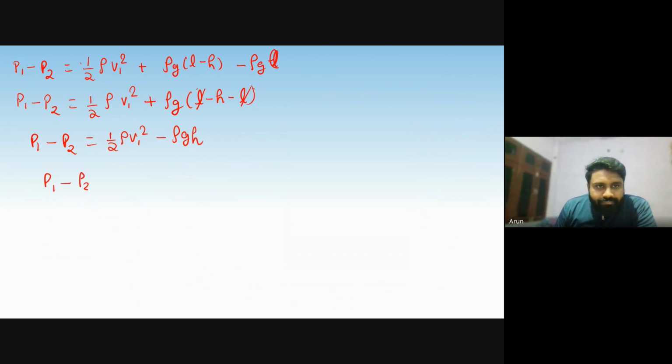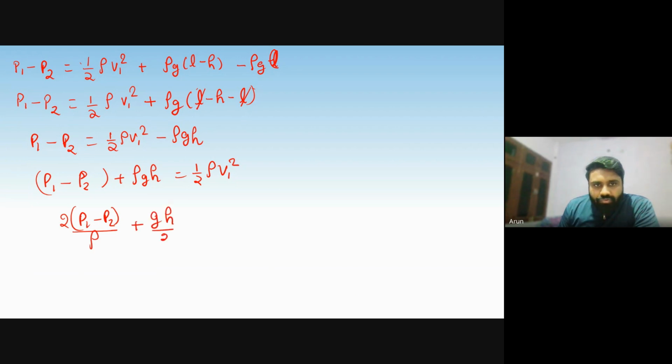Take this on this side. P1 minus P2 plus rho G H is equal to 1 by 2 times rho V1 square. Now divide this expression with rho by 2. So you will have 2 times P1 minus P2 by rho plus 2GH, because if you divide this by 2, this will become 2. It is 2GH and rho will cancel out. 2GH is equal to V1 square.